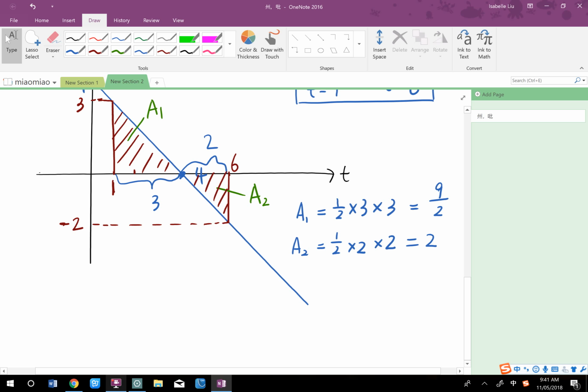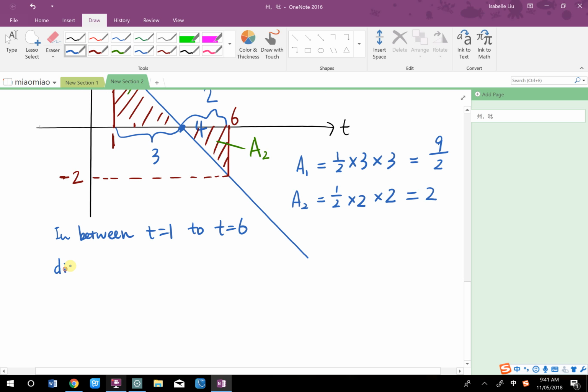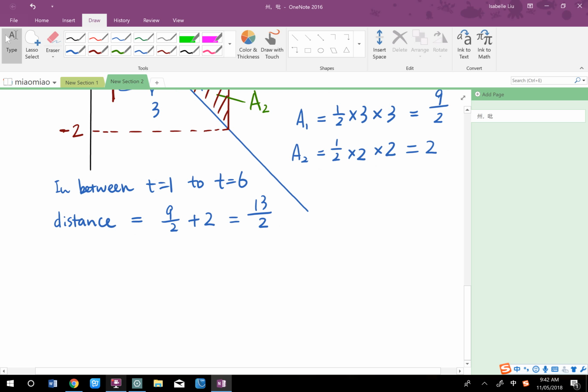In between t equals 1 to t equals 6, I want to know the total distance covered. Distance is always positive. So we will just add the two areas. That gives me 13 over 2. When I add the two areas, that will give me the distance.